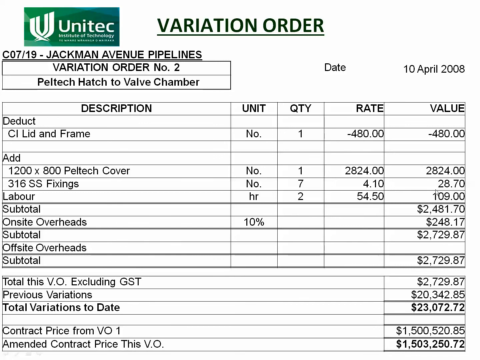So we add up all of those costs, so the actual cost of the work plus the on-site overhead plus the off-site overheads if there are any, 2,729. There's a previous variation, variation 1 was for 20,000, so the total variations to date are 23,000. We add that to the original contract price. In this case we add it to the price that's already been amended for variation 1. So we add the 2,729 to that to get this. So that is now the new contract price.